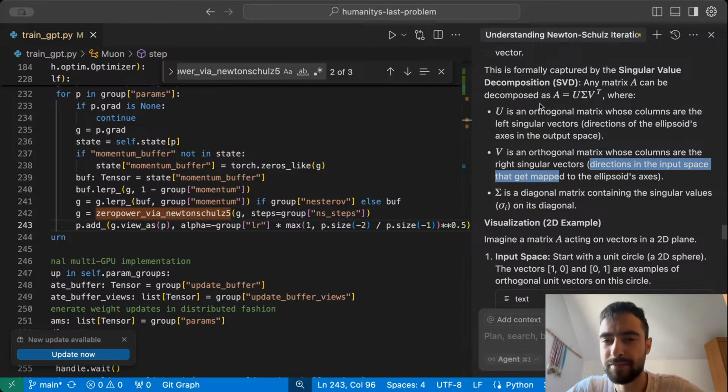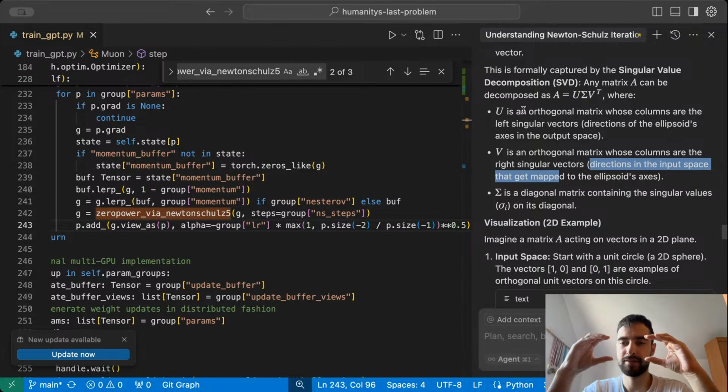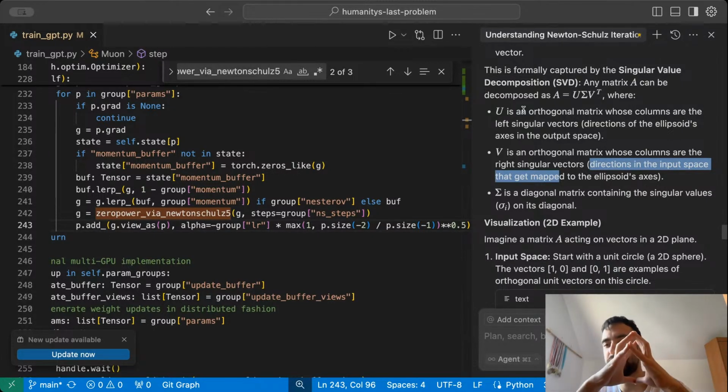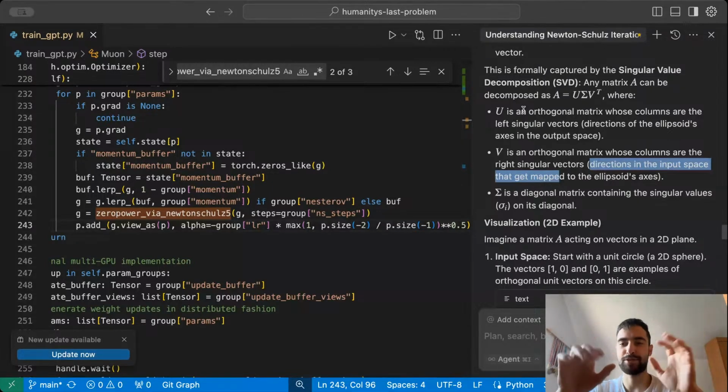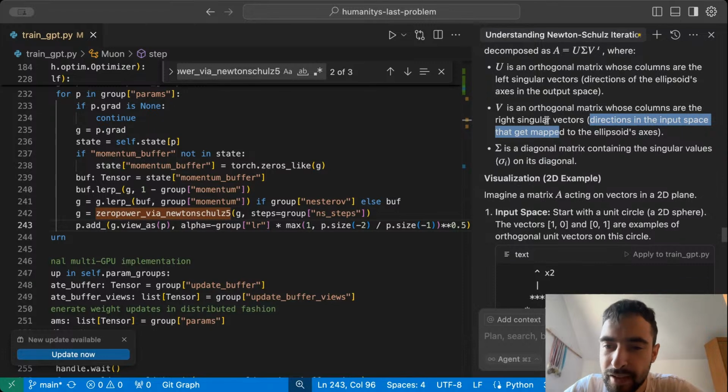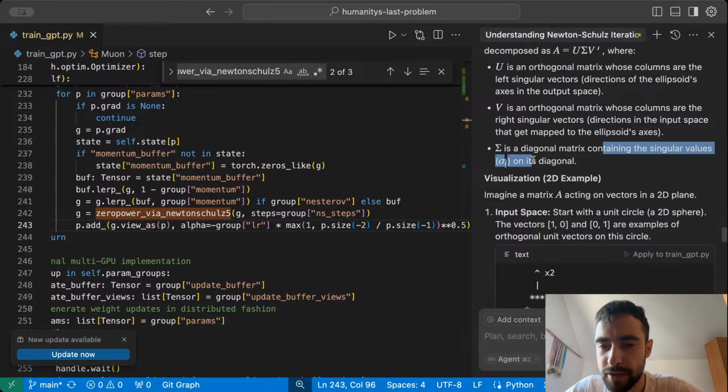Okay, but I understand. So we transform the sphere to ellipsoid with a matrix. So U is the sphere, something in the sphere, and V is something in the ellipsoid. That's what I understand. Sigma is a diagonal matrix containing the singular values. What is this sign? I forgot. Omega on its diagonal.